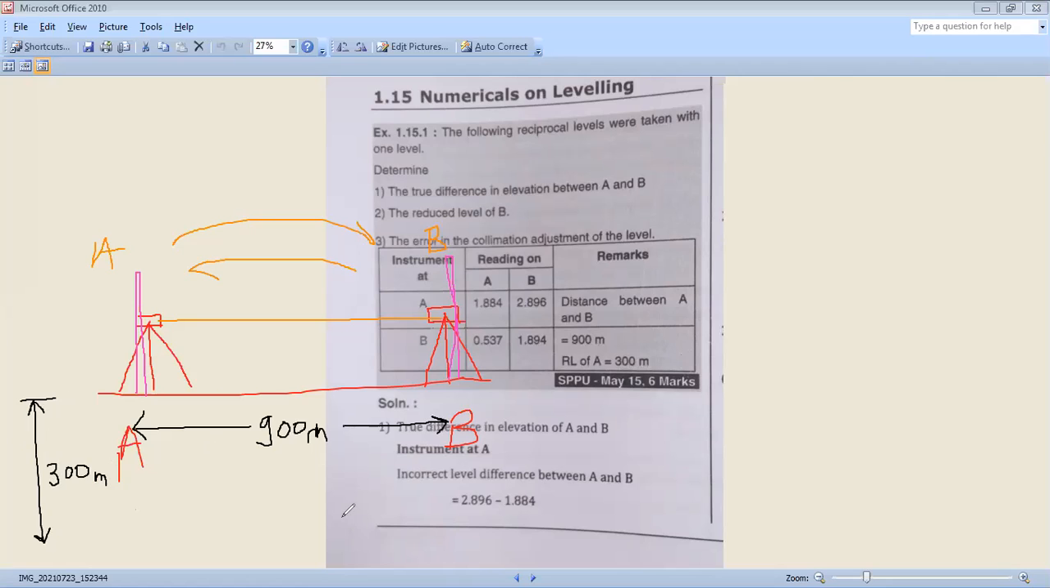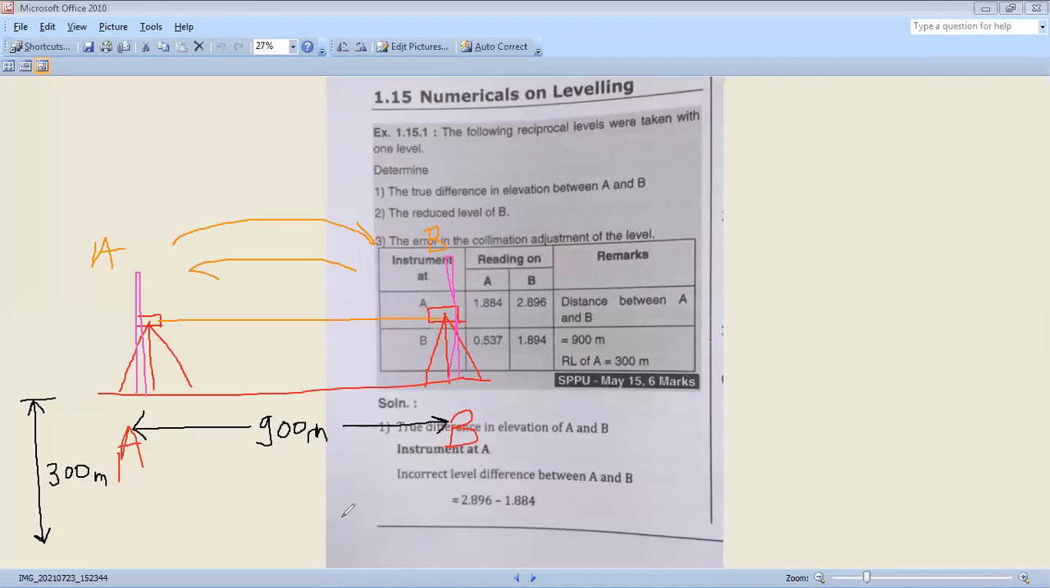Now, which things are you going to find? The RL of B you need to find, as well as the true difference in elevation between point A and B, which is the first thing you are going to find. The reduced level of point B, this is the second thing. And third thing, the error in the collimation adjustment of the level. These are the three things you are going to find to solve this numerical. Now we will try to solve the first thing.